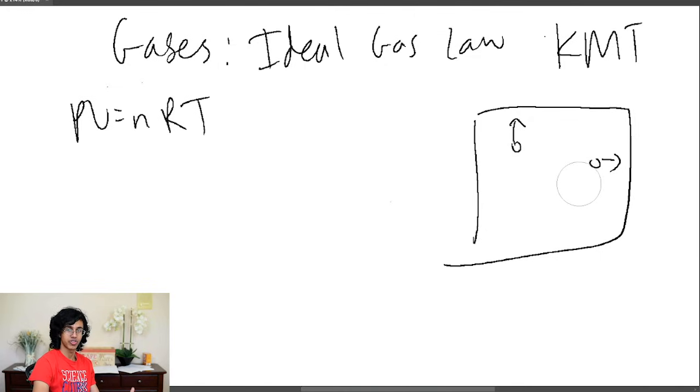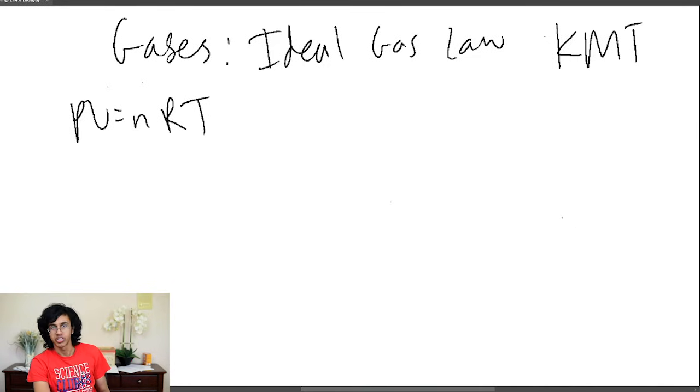So they hit the walls more frequently because they're moving so fast, and they also hit the walls harder because they're moving so fast. And thus, you increase the pressure. So basically, the three fundamental assumptions of kinetic molecular theory are, first, all collisions are elastic.